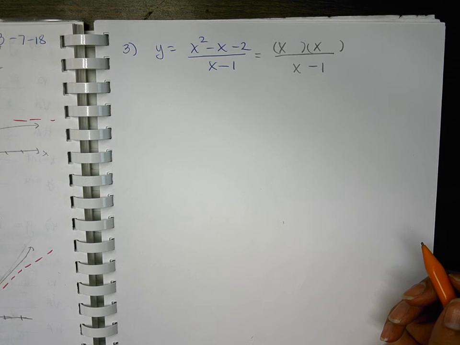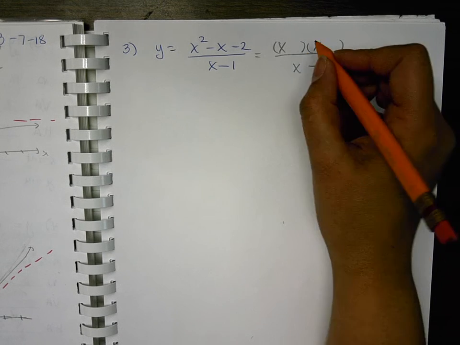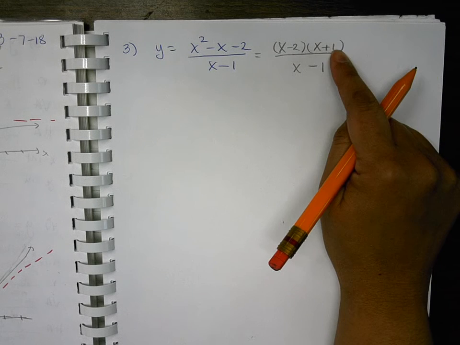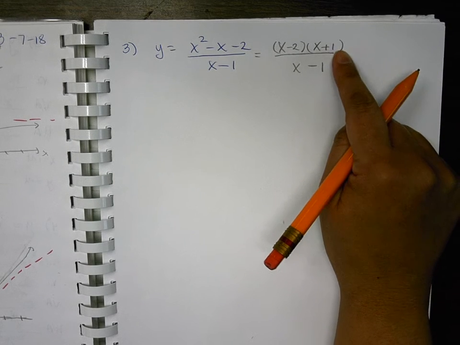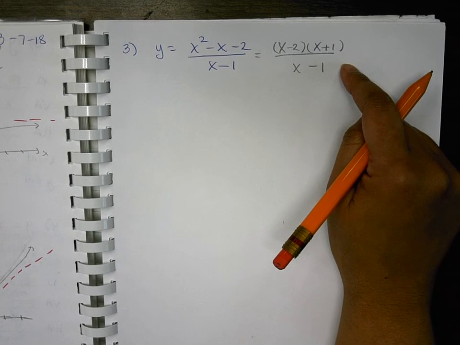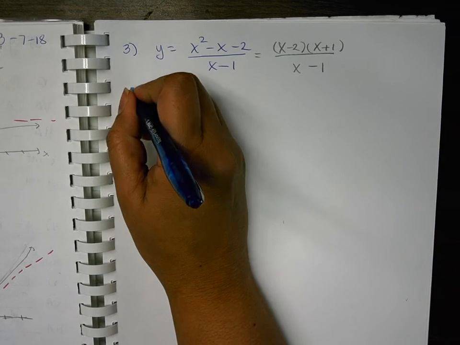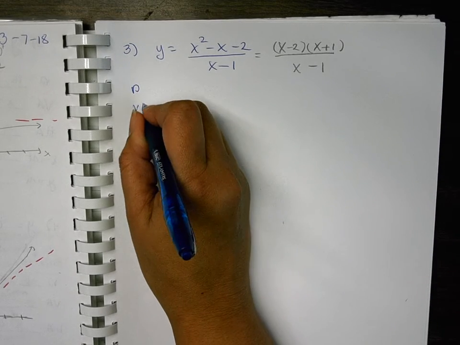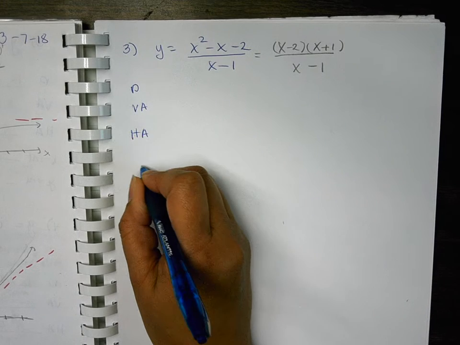Not yet? Minus 2 plus 1. Does anything reduce? Did this waste our time? No, because we need this when we set it equal to 0 later. All right. So, what was that? D, VA, HA, SA.